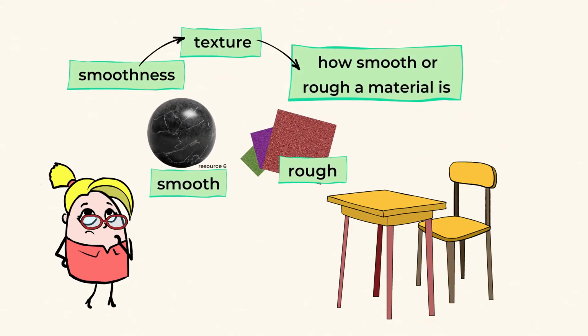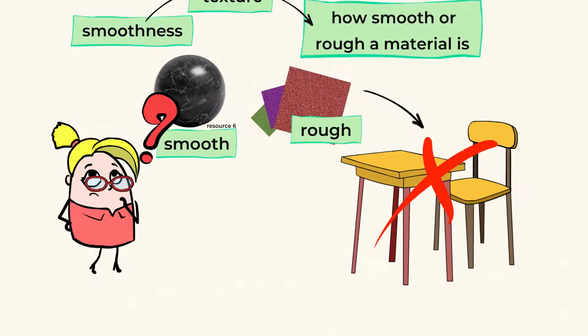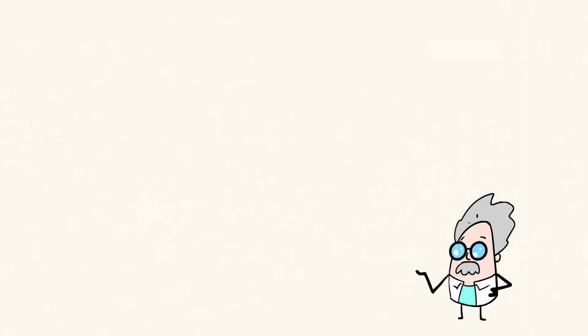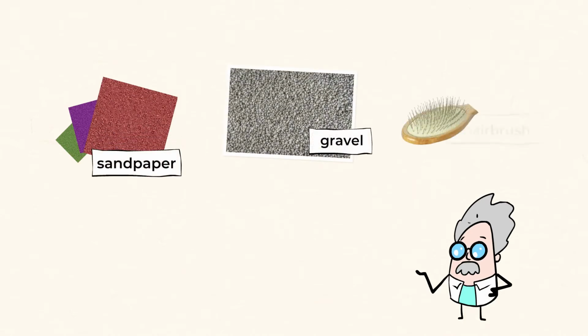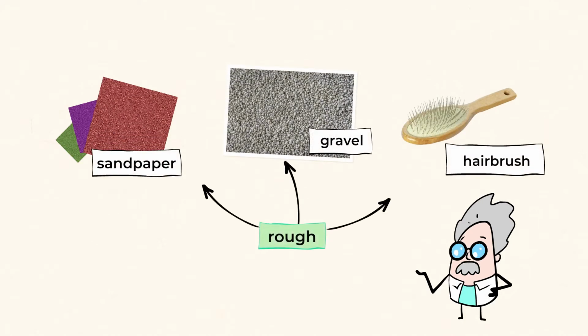For example, chairs or desks in schools. What if they were rough? Oh, no thank you. They would be very uncomfortable to sit on, wouldn't they? However, we do need certain things like sandpaper, gravel, or a hairbrush to be rough. A smooth hairbrush would not do very much good combing your hair.